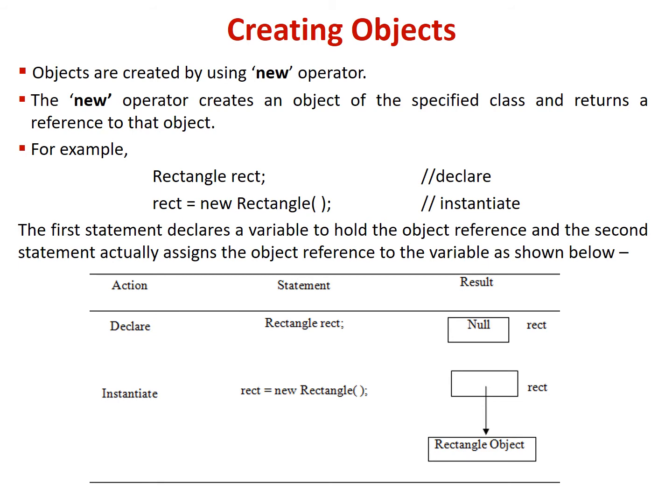Creating objects. An object in Java is a block of memory that contains space to store all the instance variables. Creating an object is also referred to as instantiating an object. Objects are created by using the new operator. The new operator creates an object of the specified class and returns a reference to that object. In this example, the first statement declares a variable rect to hold the object reference, and the second statement actually assigns the object reference to the variable, which is shown in the figure.